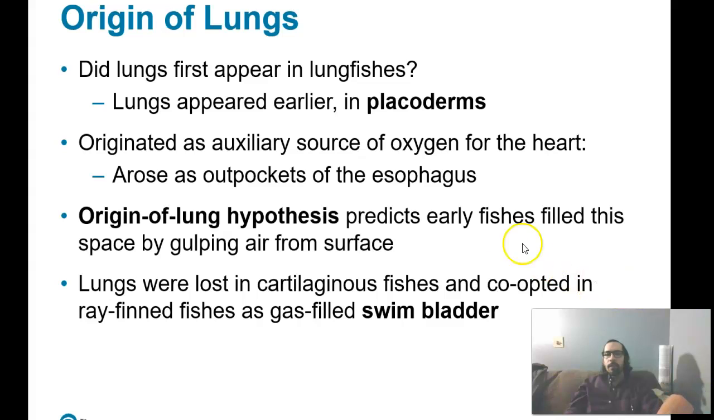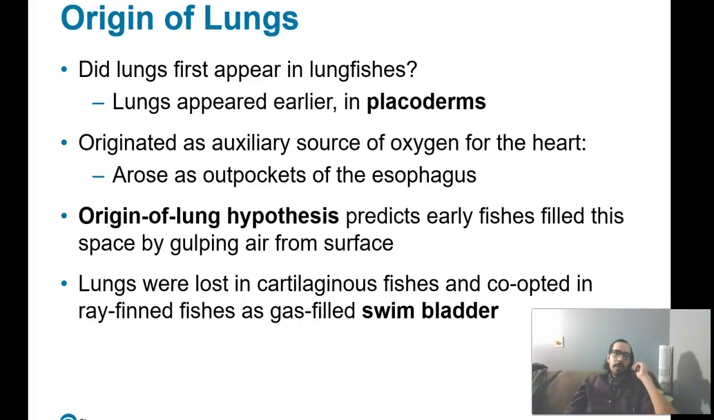Because in the fish circulatory system, the heart pumps the blood to the gills, where it gets oxygenated, then it travels throughout the body to feed the tissues, muscles, and organs. Then it comes back to the heart deoxygenated. That limits the metabolic activity. So the lungs are thought to have derived from out pockets of the esophagus.